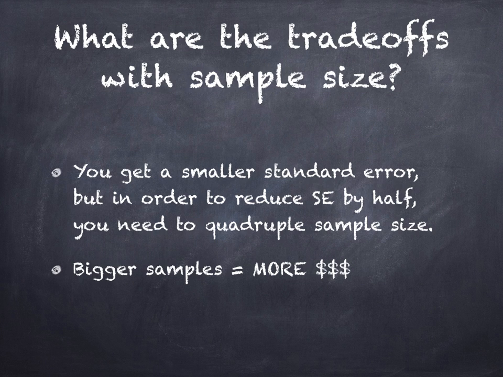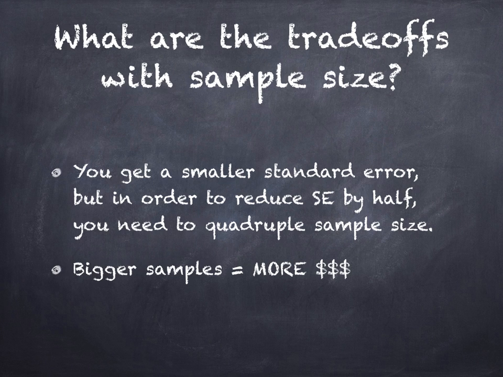So, what are the trade-offs of sample size? You get a smaller standard error, yes. If I increase my sample size from 1,000 to 2,000, obviously you're dividing by a bigger number, so we get a smaller standard error. But in order to reduce our standard error by half, you need to quadruple your sample size.